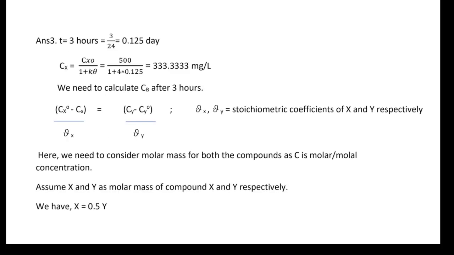So as I told, since it was given in hours, we need to convert it into days. That is why 3 divided by 24 is equal to 0.125 day. And Cx is equal to Cx naught over 1 plus k theta. Okay, Cx we can calculate, and similarly we can calculate Cy after 3 hours because the rate of reaction will be similar. So Cx naught minus Cx upon the stoichiometric coefficient we know.